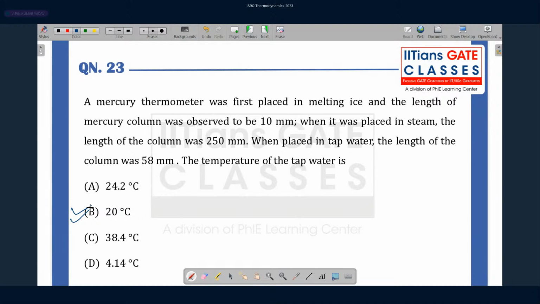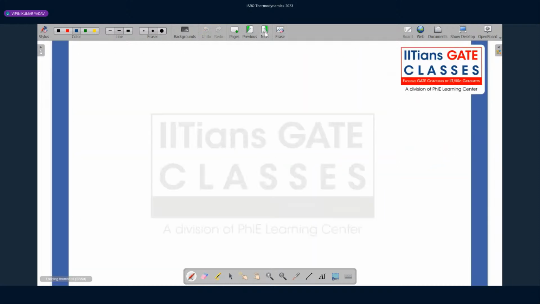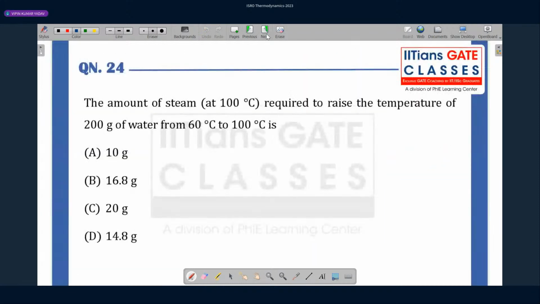Chalo. Let us move on to the next question. The amount of steam. So steam is at what? 100 degrees Celsius, so steam temperature is fixed. The amount of steam required to raise the temperature of 200 grams of water from 60 degrees to 100 degrees Celsius is. So basically you have hot steam at higher temperature and you want to heat up your water from that.